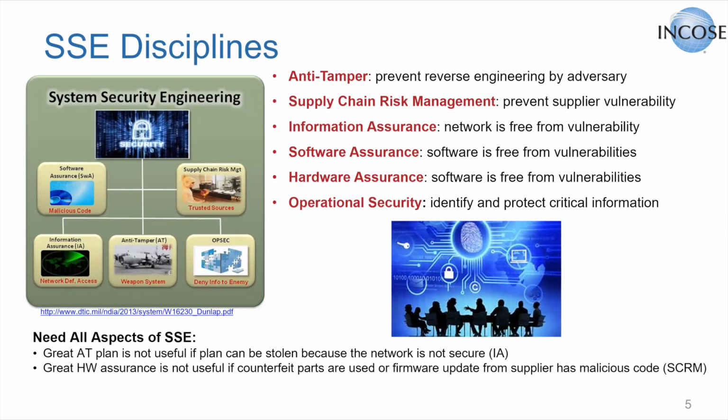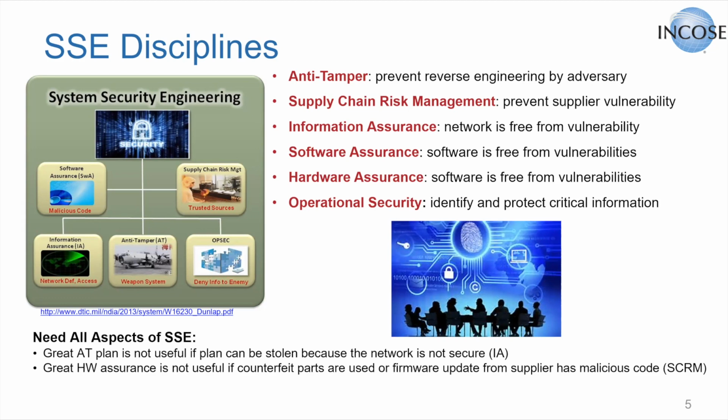There's also a number of aspects of system security engineering. It's not one thing, right? So we have people who are experts in anti-tamper to prevent reverse engineering. We have people who are experts in supply chain risk management to address the supplier vulnerability, the counterfeit parts I spoke of, and malware and delivered software. We have information assurance. That's what I find people tend to think of first. How is your IT network free from vulnerability? There's also software assurance that's focused on software vulnerabilities. Hardware assurance is focused on hardware vulnerabilities. And operational security, identifying and protecting critical information.